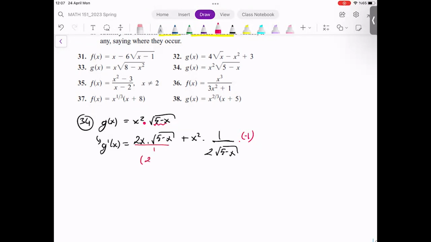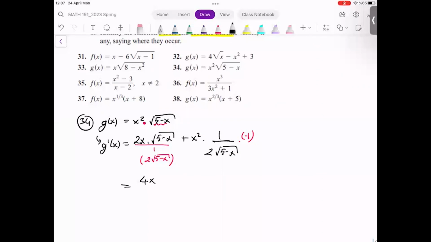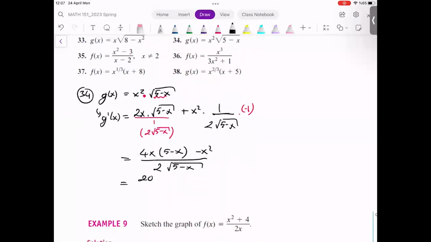So we will expand this part with this expression so that we can write everything over a common denominator, right? Okay, expand the first term, so it will become like that, minus x squared divided by the common denominator like this. Then you can write this in a more compact form, like 20x minus 5x squared divided by 2 times square root. Or you can even write it in the most simple form like that.